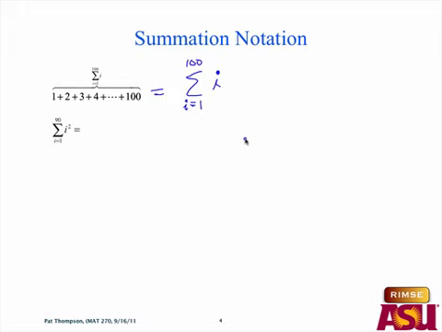Okay, so here's the flip side. Here's the summation notation that says I equals 1 to 90. So you write out what that means. Write out what would that mean.